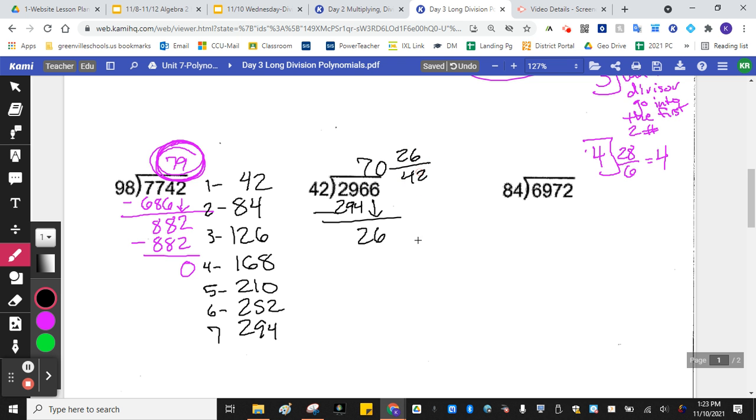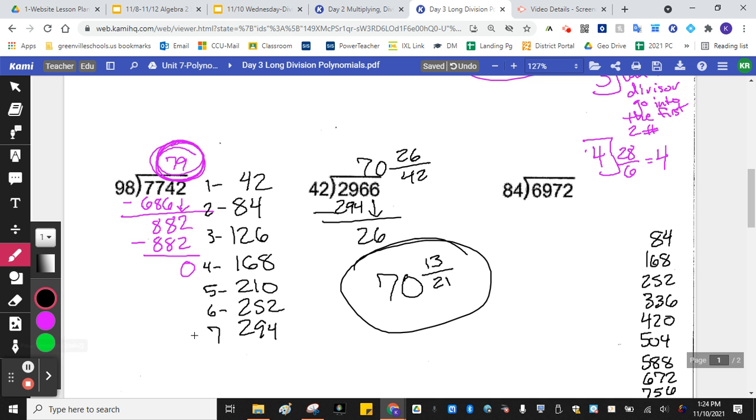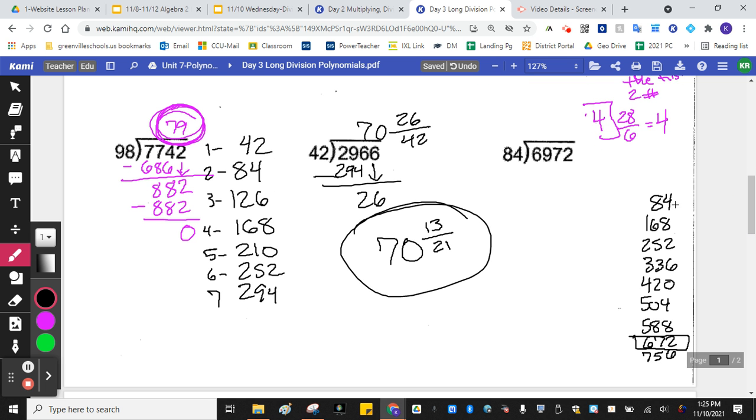There's our answer. How do you get it to where it multiplies by your answer? What's the class directly below you? How many times can 84 go into 69? 0. How many times can 84 go into 697? This number, 672. These are your multiples of 84.